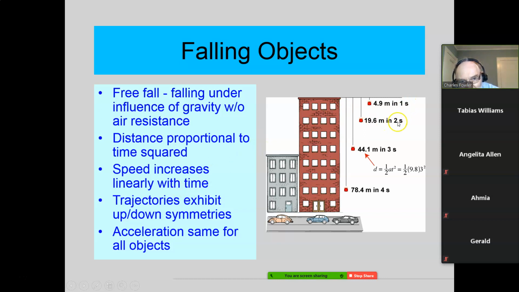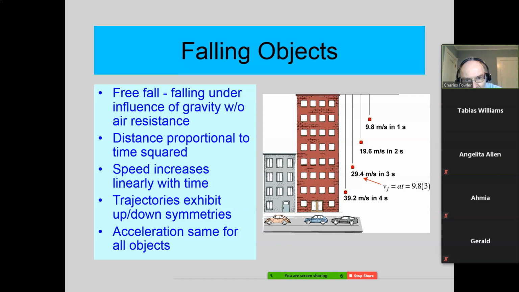You double the time, you double the displacement. No, I'm sorry, this is distance. Where is the time one? There it is. Oh, I was on the wrong slide. Okay, this is the one that speed increases linearly with time. You double the time, you double the speed. Triple the time from 1 to 3 seconds, you triple the speed. Quadruple the time from 1 second to 4 seconds, you quadruple this.